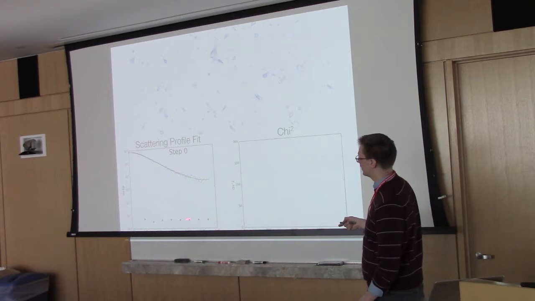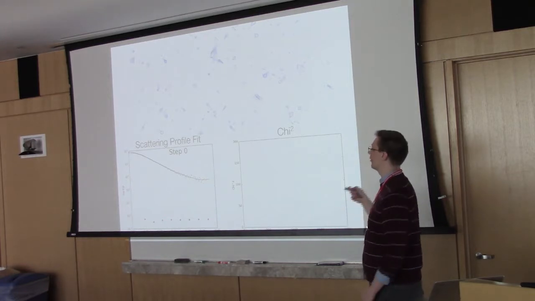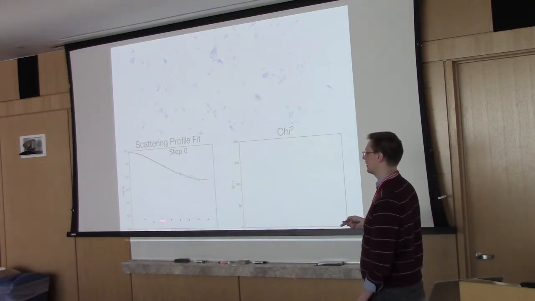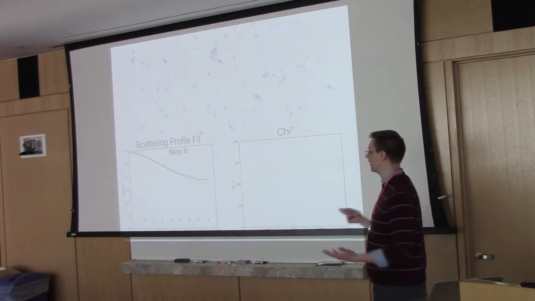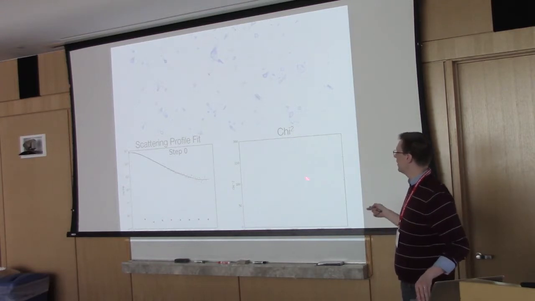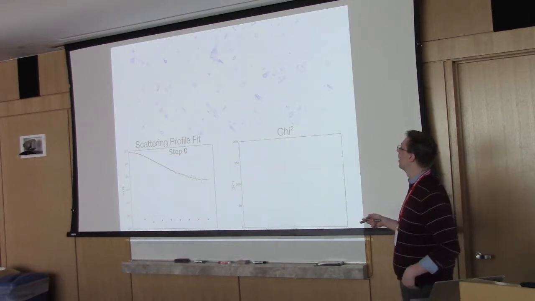And so you can see in the red dots here what the current spherically averaged scattering profile from this random grid of density is. And you notice it's completely different than what we would expect, right? And that's not unexpected. It's random. It shouldn't look anything like a particle. And on the right here, we have the measure of the fit between the red dots and the black line.